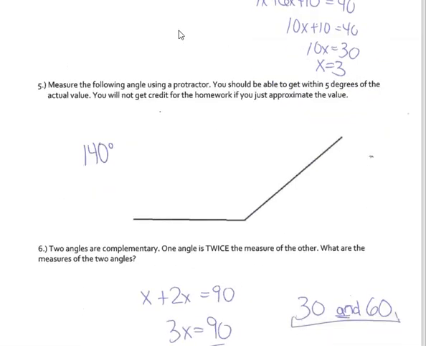The next one says measure using a protractor. You should be within 5 degrees. If you set this on, it would give you an option of 140 or 40 because it depends on which way you're measuring from. And since it's obtuse and the only options are 140 and 40, the only answer is 140.